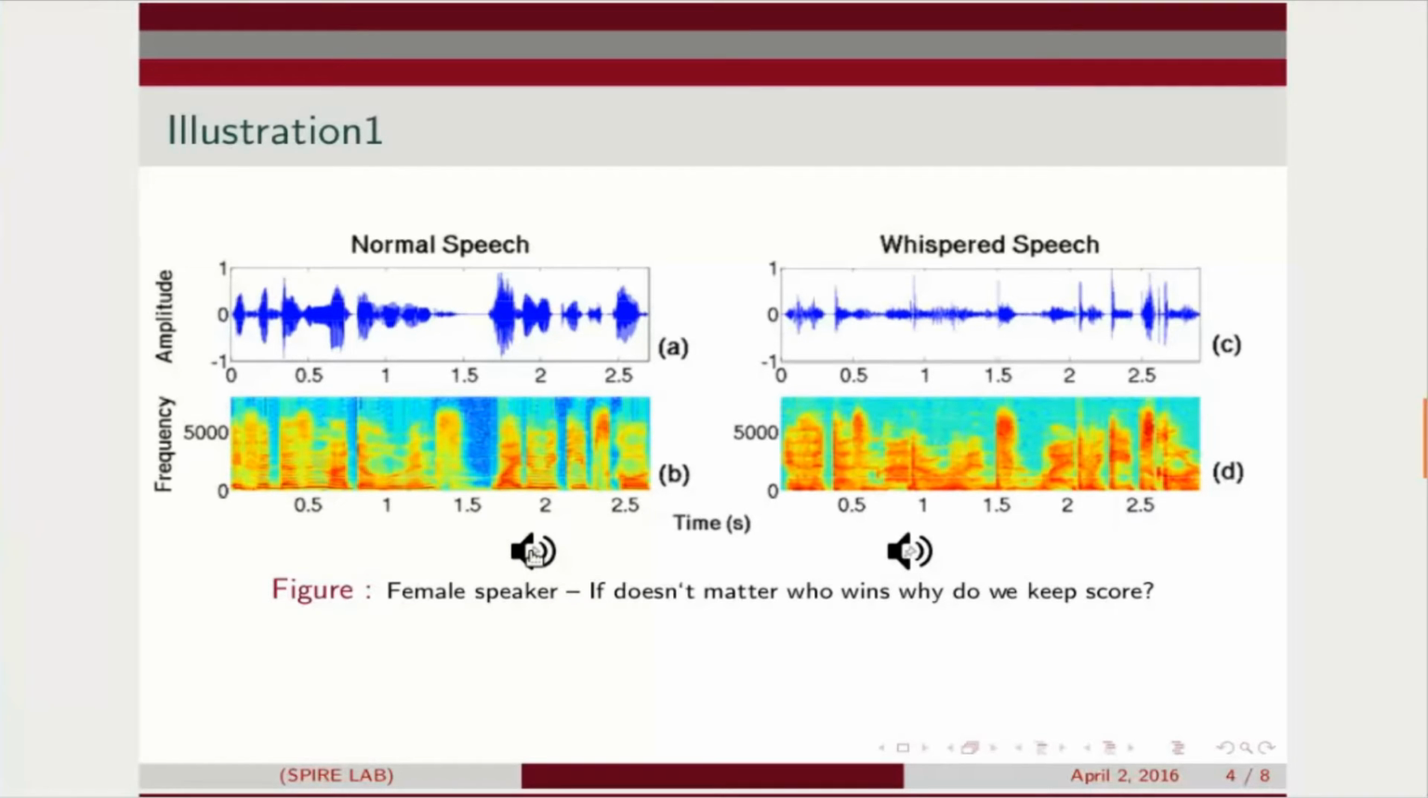If it doesn't matter who wins, why do we keep score? That was normal speech, and now you will hear whispered speech. If it doesn't matter who wins, why do we keep score?